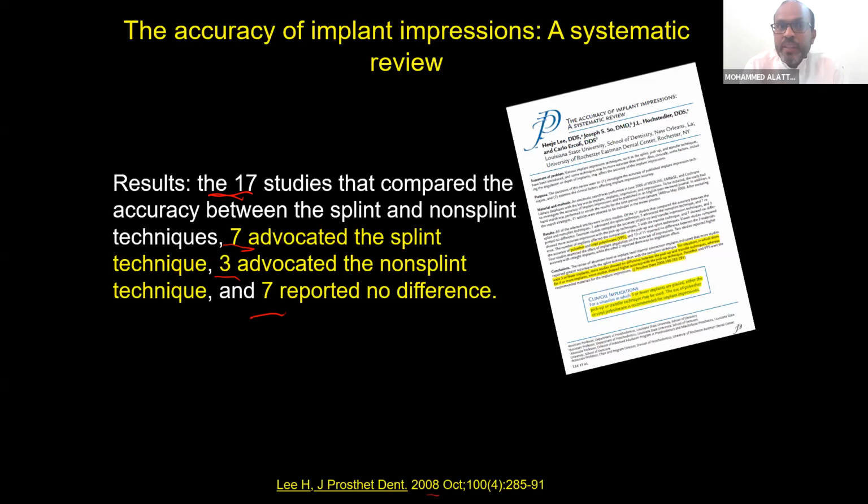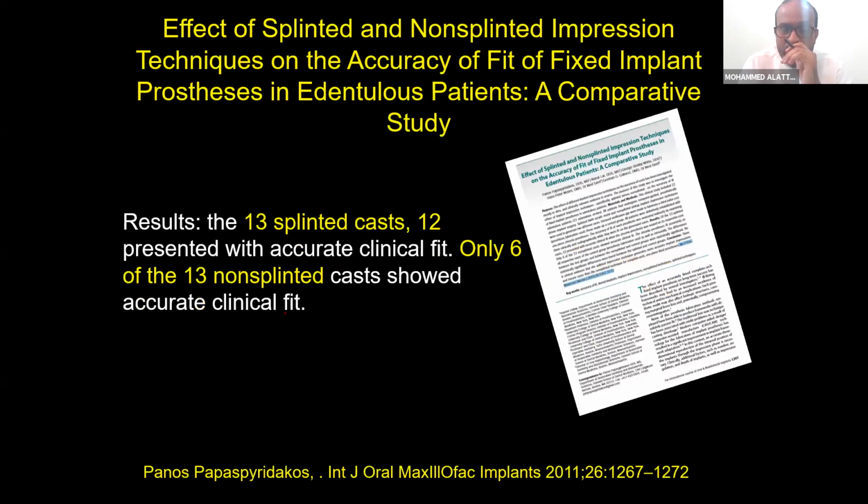They showed the effect of splinting and non-splinting for edentulous patients, with 13 casts used for splinting and for non-splinting. For the splinting, about 12 presented an accurate fit. And for the non-splint, only 6 of the 13 showed accurate clinical fit. And this maybe gives us guidance that we should splint the impression copings when we take the impression.